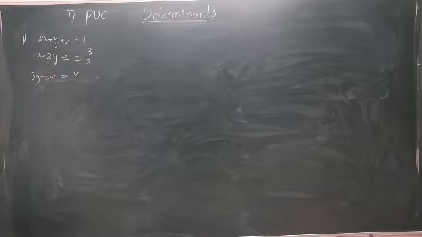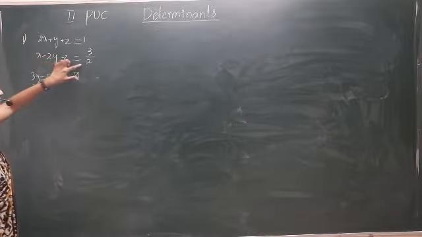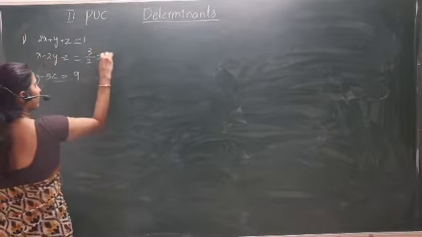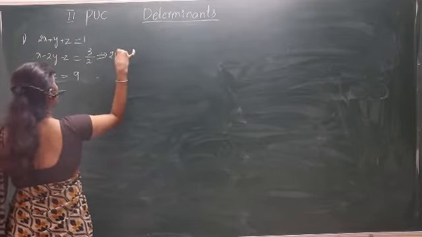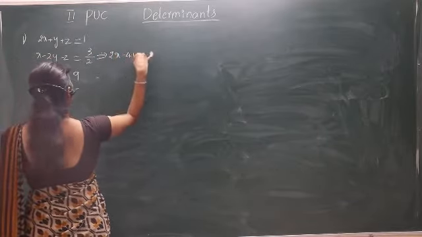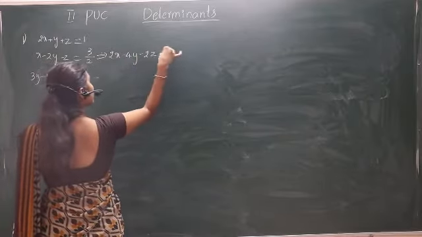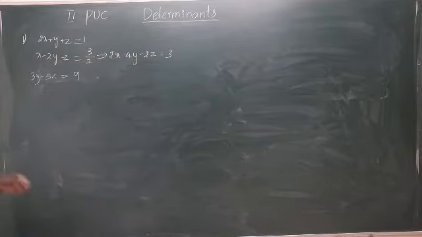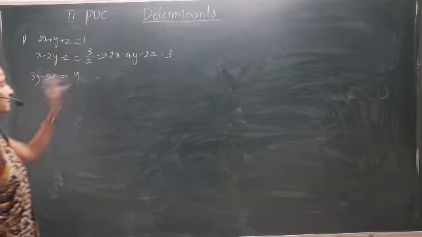I'll cross multiply this, so I'll write it as 2x minus 4y minus 2z equal to 3. If it is 3 by 2, then the calculation is a bit difficult, so it's confusing. That's why I have simplified that. I have written 2x minus 4y, then minus 2z. So now we can consider these three systems of equations.